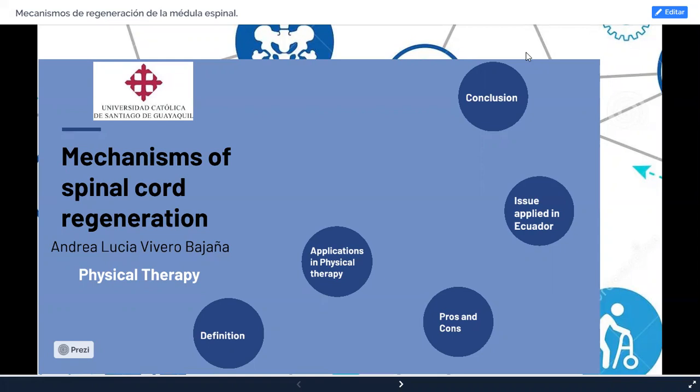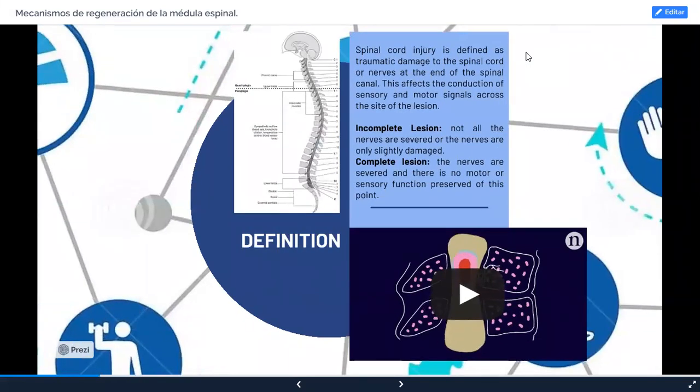I will talk about mechanisms of spinal cord regeneration. So, definition. Spinal cord injury is defined as traumatic damage to the spinal cord or nerves at the end of the spinal canal. This affects the conduction of sensory and motor signals across the site of the lesion. There are two types, incomplete and complete. Incomplete lesion, not all the nerves are severed or the nerves are only slightly damaged. Recovery is possible but never to the pre-injury level. Complete lesion, the nerves are severed and there is no motor or sensory function preserved at this point.